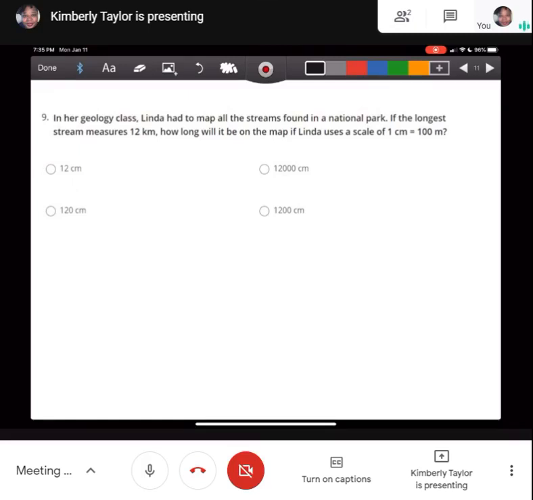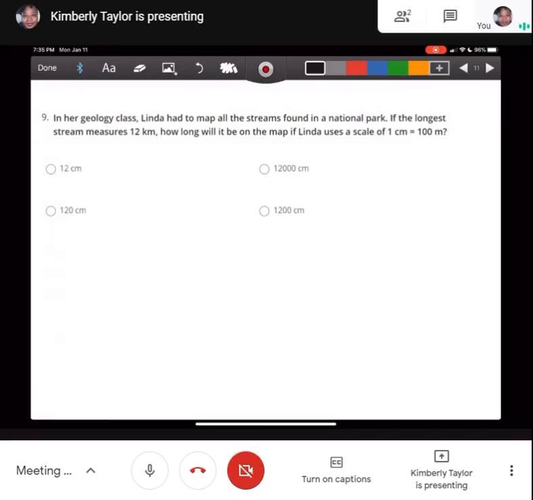Okay, let's get started. In her geology class, Linda had to map all the streams found in a national park. If the longest stream measures 12 kilometers, how long will it be on the map if Linda uses a scale of 1 centimeter equals 100 meters?